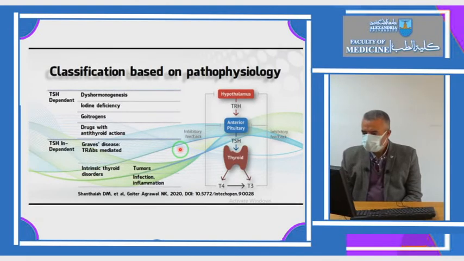One last way to classify goiter is based on pathophysiology, what causes the enlargement of the thyroid. So we have this TSH dependent or TSH independent. Examples of causes that would lead to a goiter through TSH would be dyshormonogenesis, iodine deficiency, intake of goitrogens, or dealing with antithyroid drugs. While examples for TSH independent goiters would be Graves' disease, which is mediated by the presence of TSH receptor antibodies, or other intrinsic thyroid disorders like thyroid tumors, infections, or inflammation.